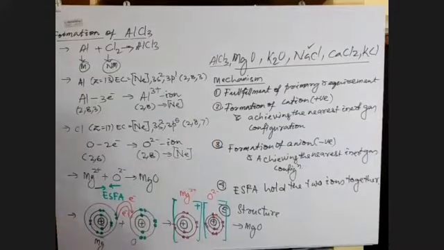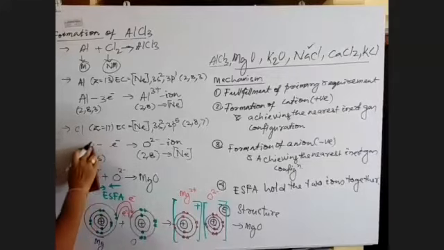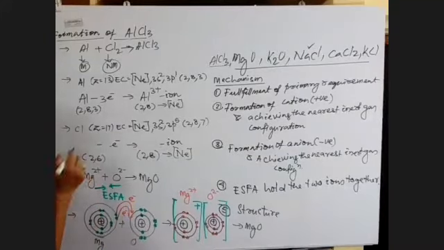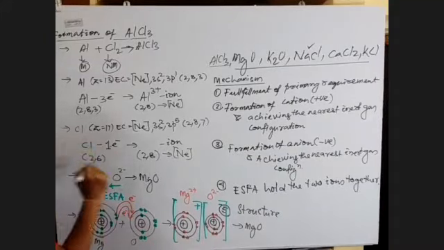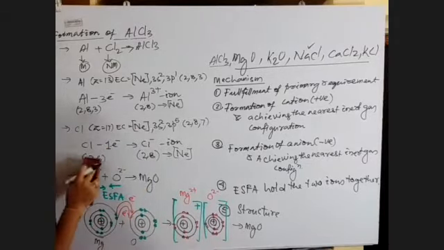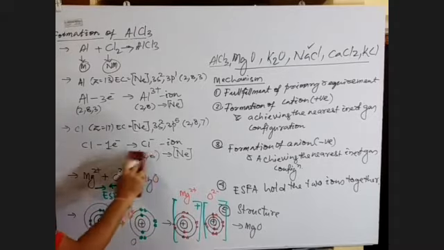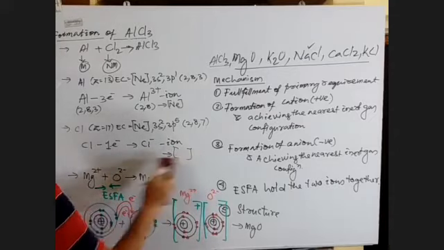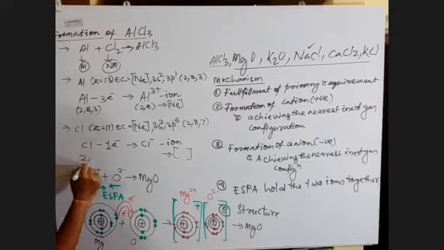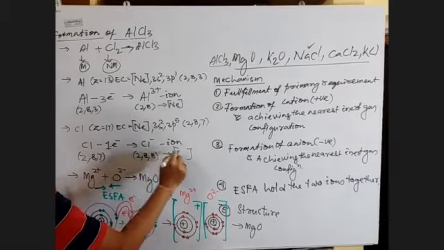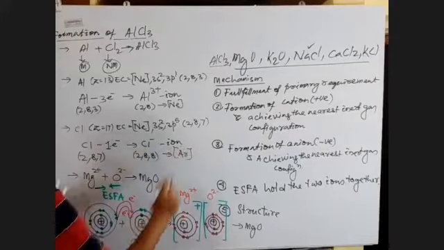So each chlorine will gain how many electrons? Only one electron, to form Cl minus ion. Initial configuration was 2, 8, 7. Now it is 2, 8, 8, which is the nearest inert gas configuration of argon. So 2, 8, 7 by gaining one electron becomes 2, 8, 8, the nearest inert gas configuration of argon, that is 18.